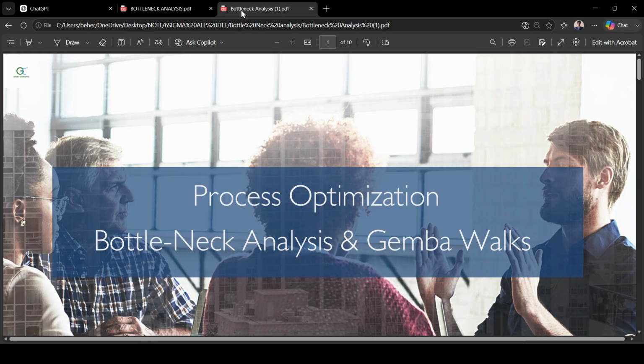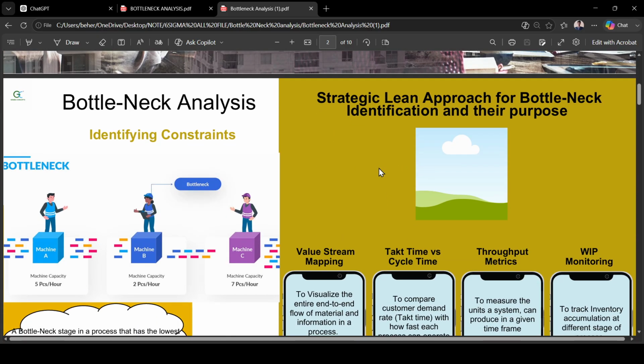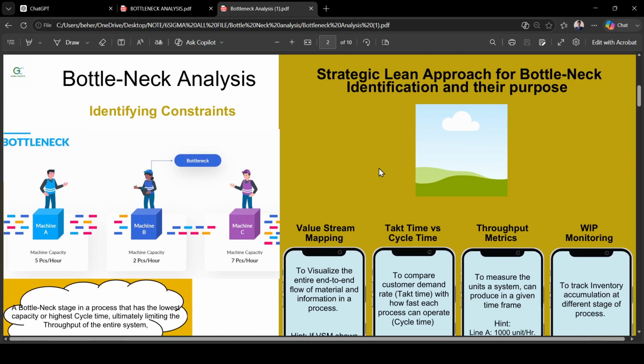Most processes have bottlenecks, so that every material flows smoothly, but this material cannot smooth the process optimization. Bottleneck analysis and Gemba work. Process optimization, or bottleneck analysis and Gemba work. Bottleneck analysis: identify the constraint.